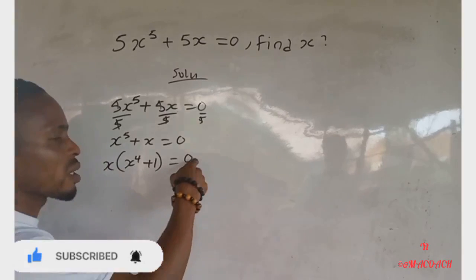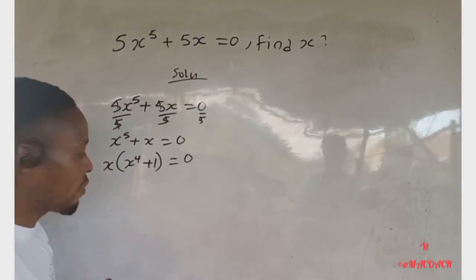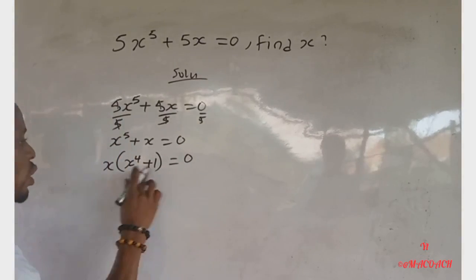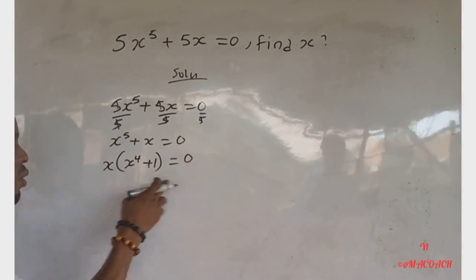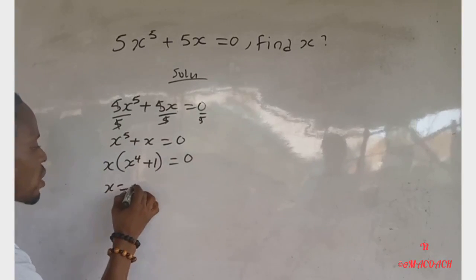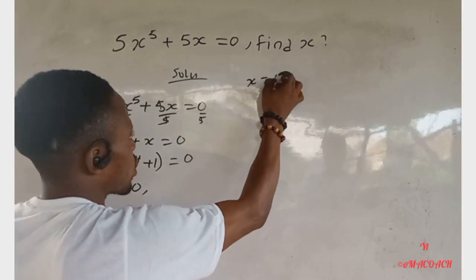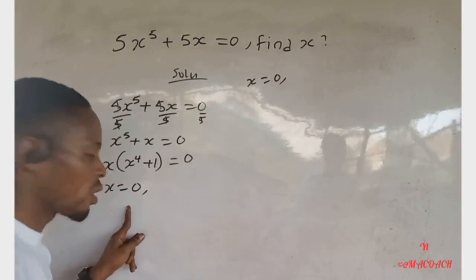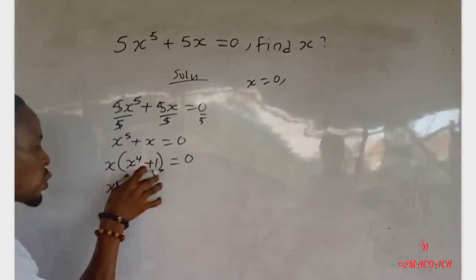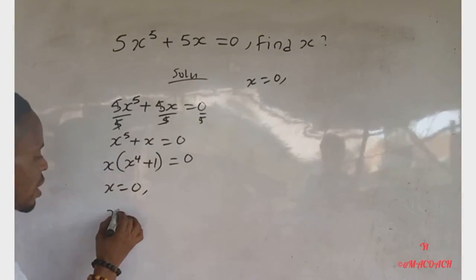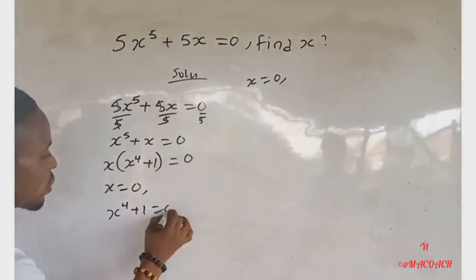The next thing to do is to equate this to 0. So we are getting our first value of s: s is equal to 0. That's the first value of s we get. To get the second one, equate the other factor to 0: s to the power 4 plus 1 equal to 0.